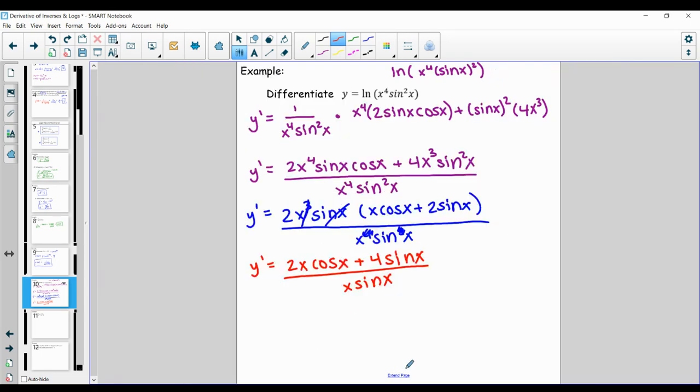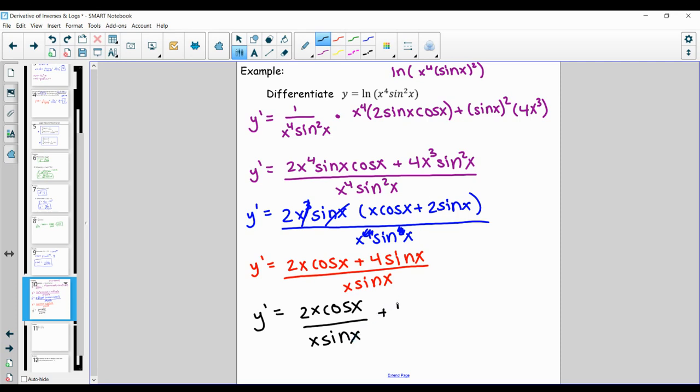So if we wanted to fully simplify this, we could break this up into two different terms, because we have two terms on the top and they have that shared bottom expression. So I'm going to do that actually. I'm going to do 2x cosine x over x sine x plus 4 sine x over x sine x. Okay, so I didn't change anything, I just rewrote it a different way.